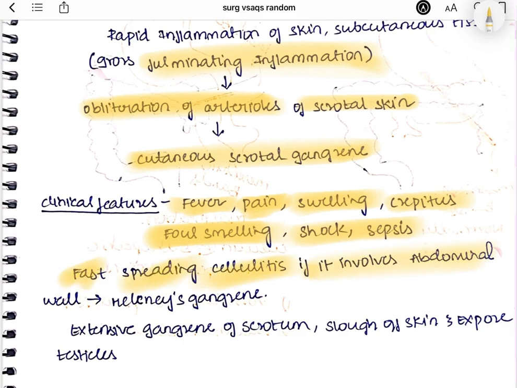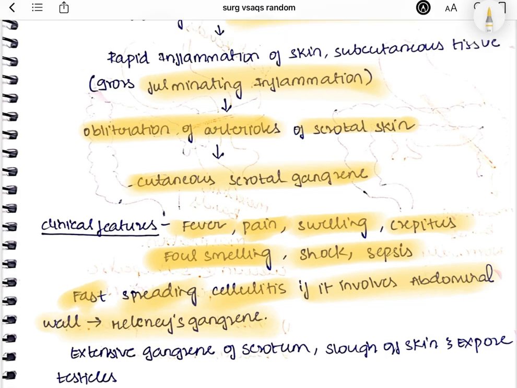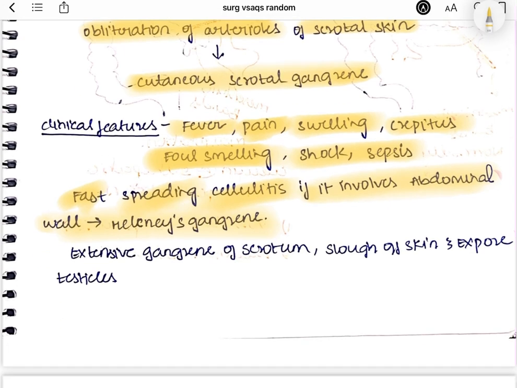If it is involving the abdominal wall, we have some other name. It is called Meleney's gangrene. When this fast spreading cellulitis extends up to the perineal area or the external genitalia, it is known as Fournier's gangrene. If it goes further and extends up to the abdominal wall, it is given another name, which is called Meleney's gangrene, right? So Fournier's gangrene is an extensive gangrene of the scrotum. Eventually there will be sloughing off of the skin and the testicles are exposed.